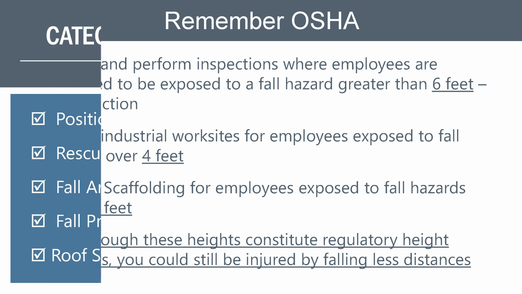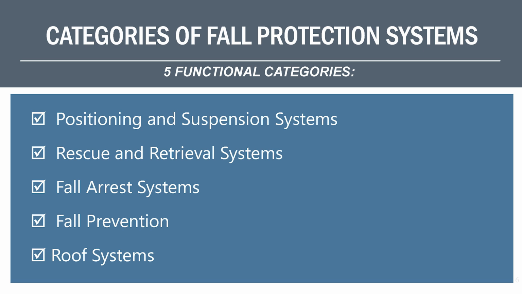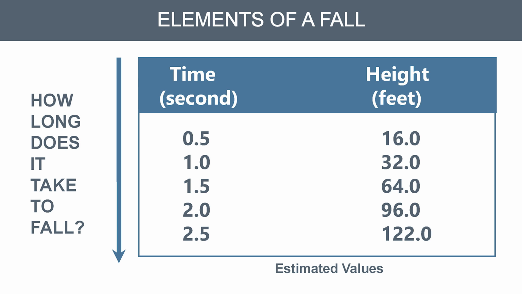We're going to talk about different types of fall protection systems, whether it's work positioning, suspension systems, rescue, retrieval, fall arrest, fall prevention, roof systems. And what a lot of people don't realize is, when you fall, how fast do you fall? Think about how long it takes you to react to a fall. You can fall a certain distance in the time you're trying to react. And catching yourself and stopping is pretty hard to do.